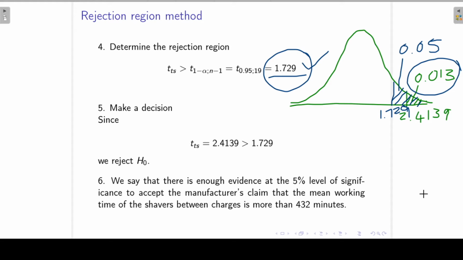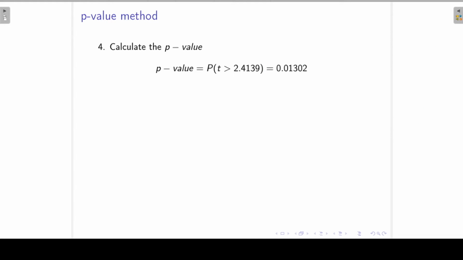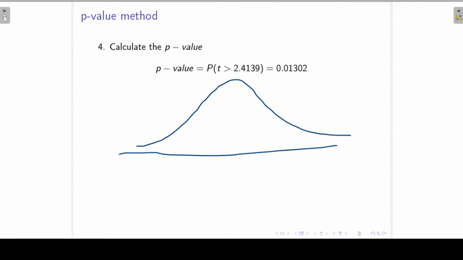So the first three steps would be exactly the same. And then for the p-value method, what we do is we would like to get the area to the right of my observed test statistic. So my observed test statistic is 2.4139, and my p-value is the area to the right of my observed test statistic. Now, it is the area to the right because I tested the right-sided alternative. So my p-value will be this area.